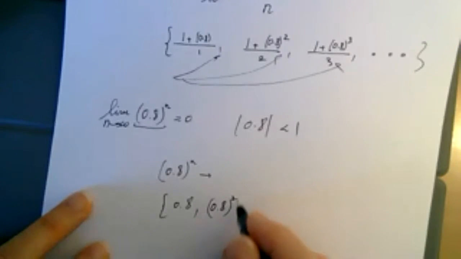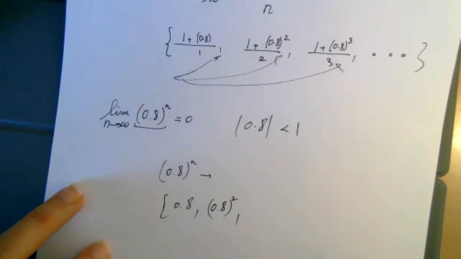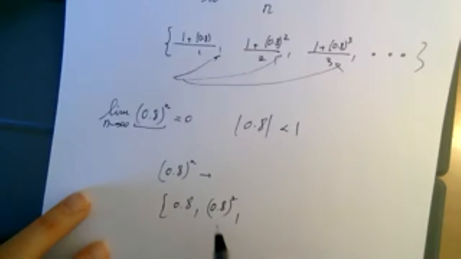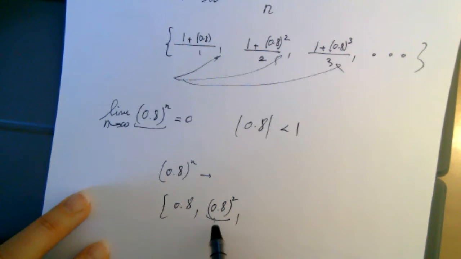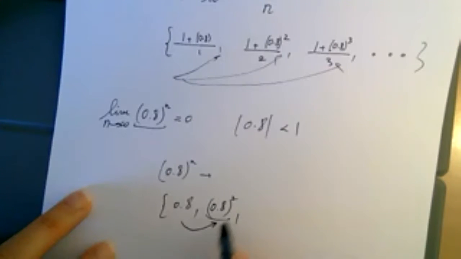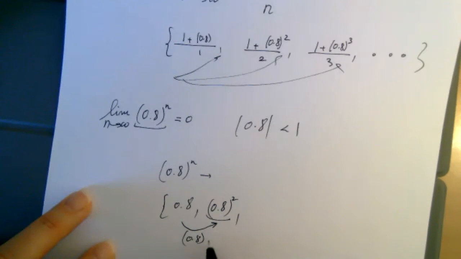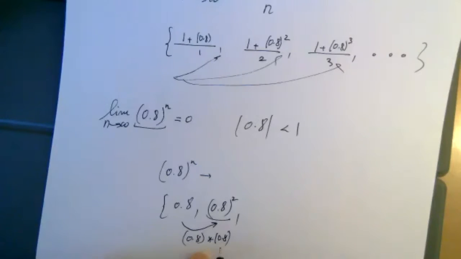0.8 squared. Now I'm going to ask you a simple question. Is the second term bigger or smaller than the first? I want an answer on chat. Is this one smaller or larger without computing? This one is smaller because what is this term? It's the original one. You're multiplying it by 0.8, which is a number less than 1.